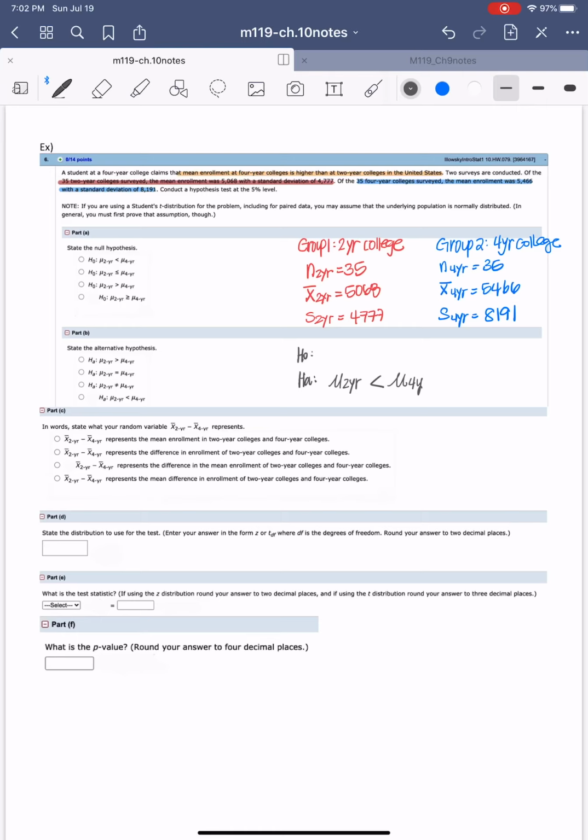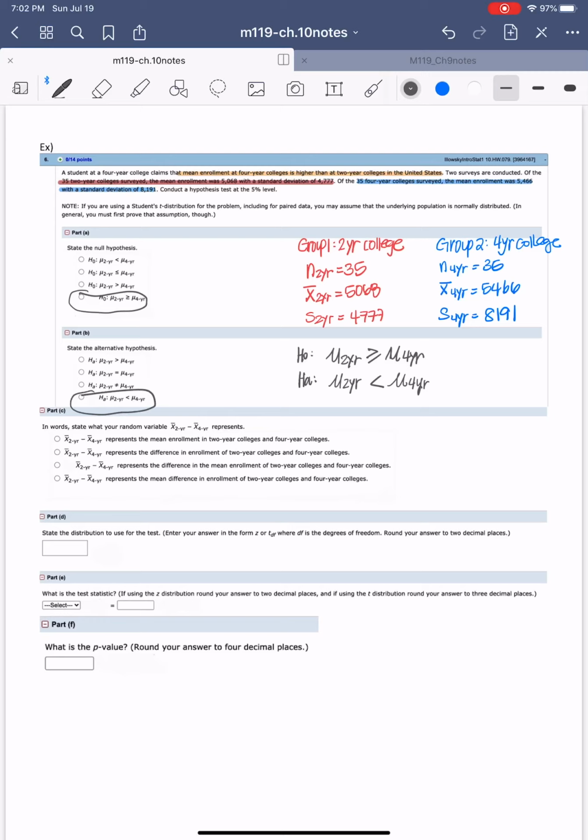So your null will be, so 2 year is less than 4 year. So the null will be opposite. 2 year will be greater than or equal to 4 year. Okay, so let's select. So we have the null will be this one here. 2 year greater than or equal to 4 year. Alternative will be less than.